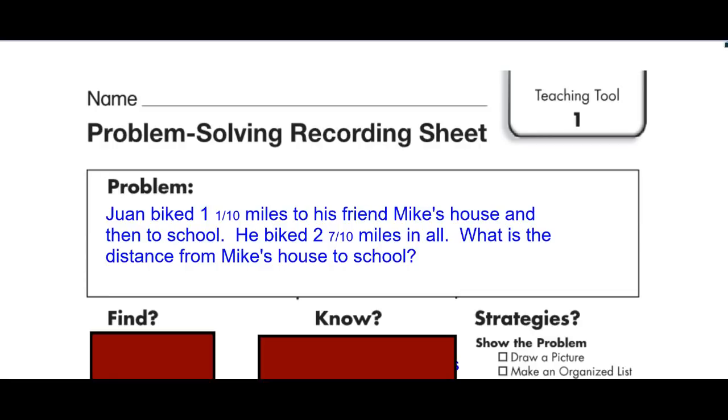Okay, as you'll see on your paper, the very first problem that we have there is an example or a model problem. So you don't have to do anything on the paper, just follow along on the screen and listen to the example as I go through this. So our problem is Juan biked 1 1/10 miles to his friend Mike's house and then to school. He biked 2 7/10 miles in all. What is the distance from Mike's house to school?